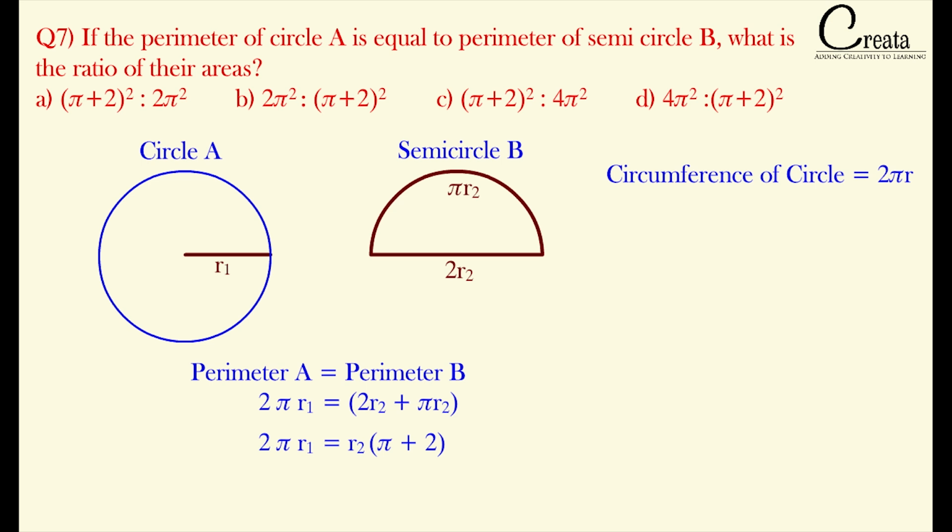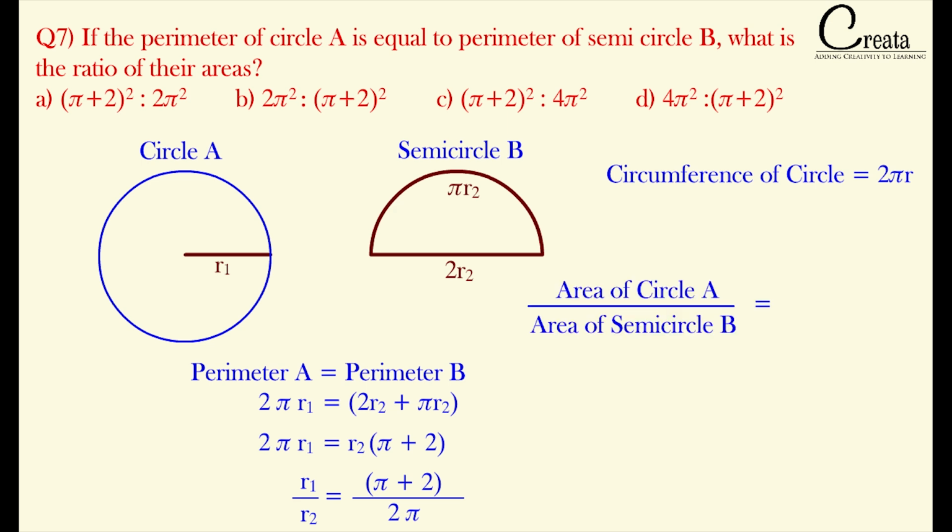On solving, we got r1 upon r2 is equal to (pi plus 2) upon 2 pi. And in this question, we have to calculate the ratio of the area of both the figures. The area of the first figure, that is the circle A, is equal to pi r square. And here the radius is r1. So we got the area of the first figure as pi r1 square.